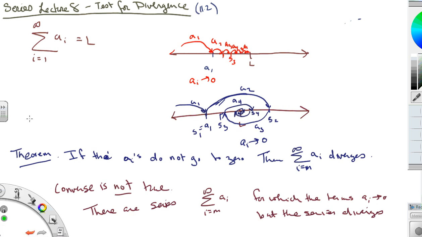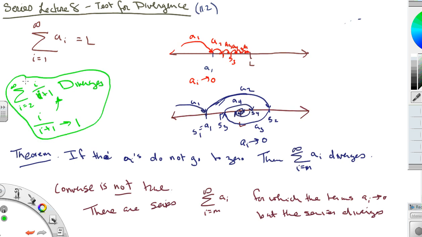So, for example, if I look at this series here, the sum from i equals 2 to infinity of i over i plus 1, I notice that i over i plus 1 goes to what as i goes to infinity? That goes to 1. Therefore, this series diverges because the terms don't go to 0. The terms go to 1. Therefore, it diverges.